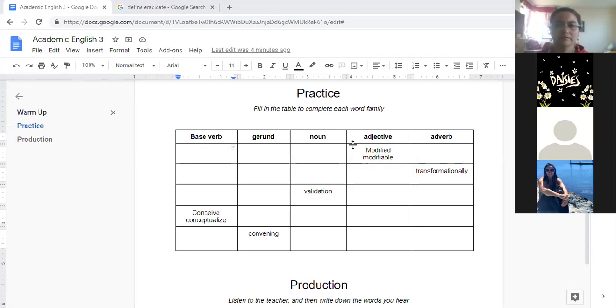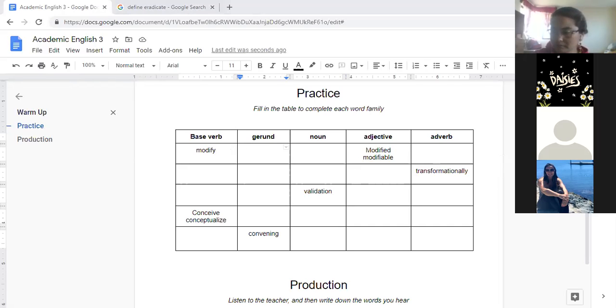So let's start with the first row. If the adjective is modified or modifiable, what is the base verb? I can answer. Sure. I think it's to modify. Yes, to modify is the infinitive. The base verb is just the verb by itself. But yes, you're correct. Great job, Jawida.